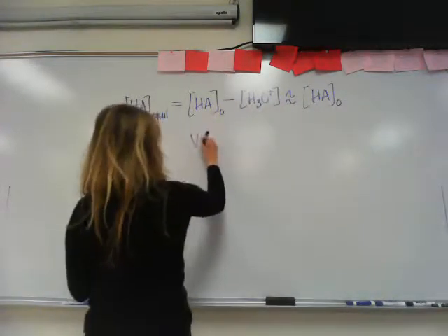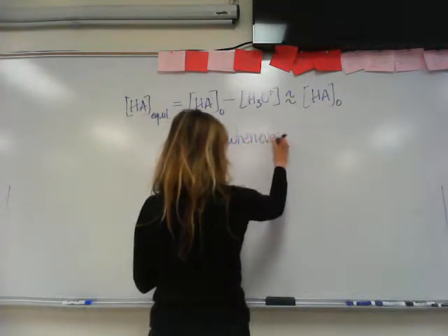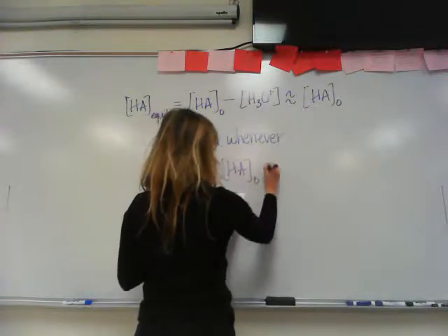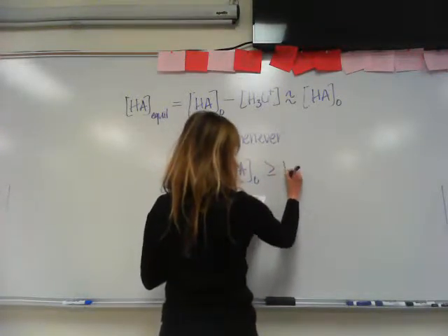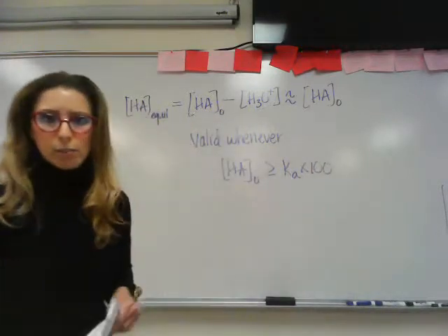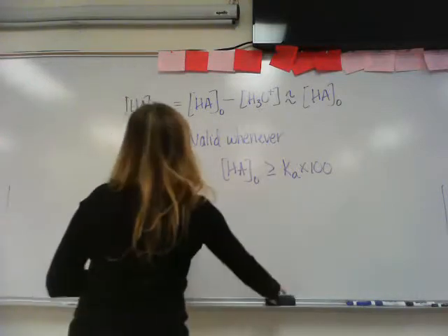That is valid whenever the initial concentration of HA is greater than or equal to Ka times 100. So I'm going to use this example in a couple of exercises so you can see what that looks like.